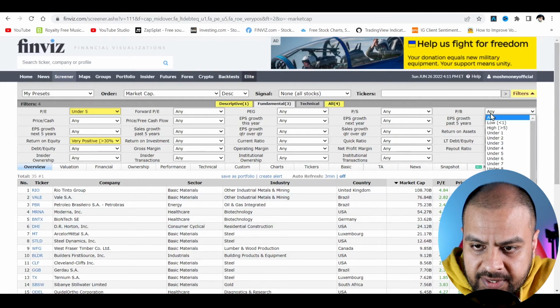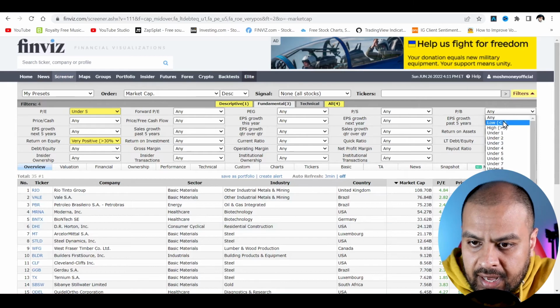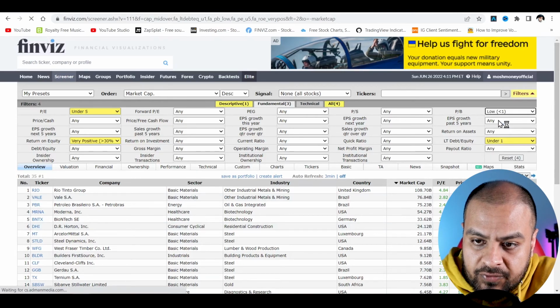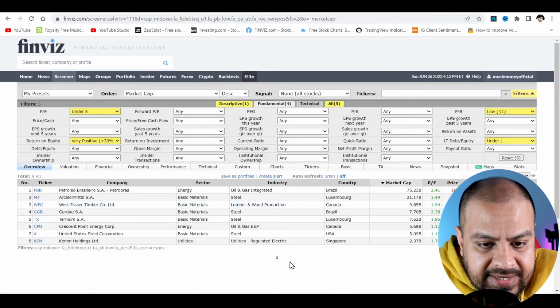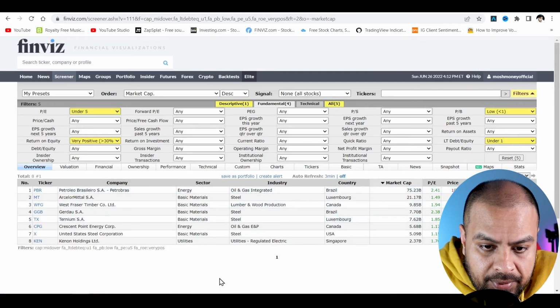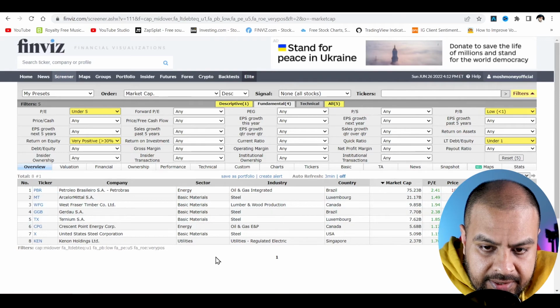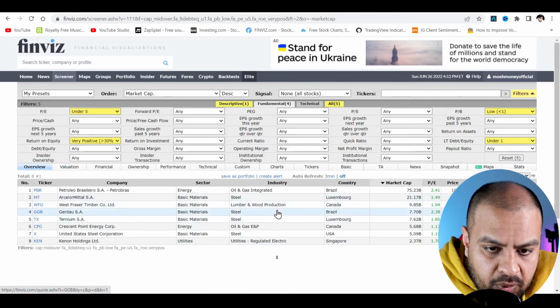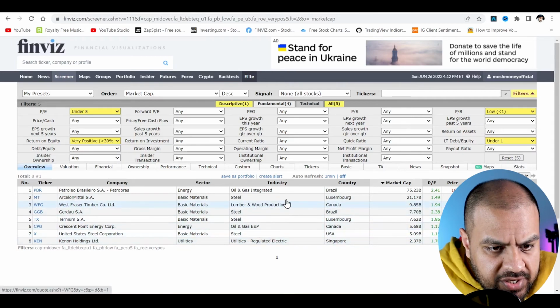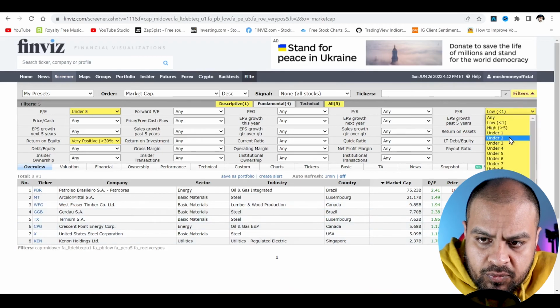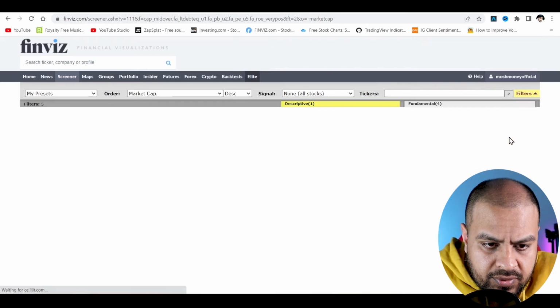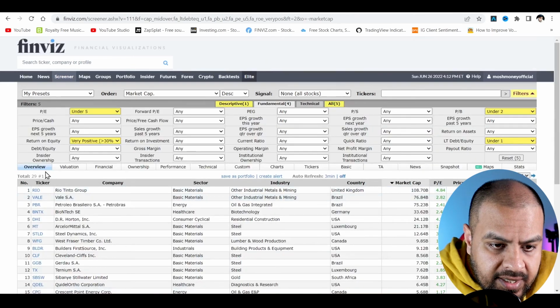So if I go to Finviz, let's see how many companies it gives us if we put less than 1. Okay, so it's given us a list of 8 companies. Now you can see steel, lumber, wood, steel, oil and gas, utilities, and generally the energy companies seem to be on this list. I'm just going to move it to under 2. Okay, so it gives us a list of 29.